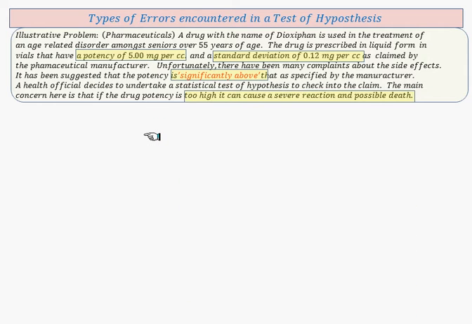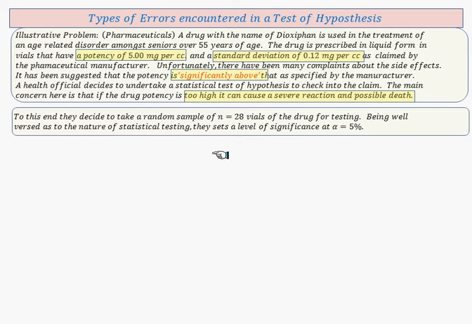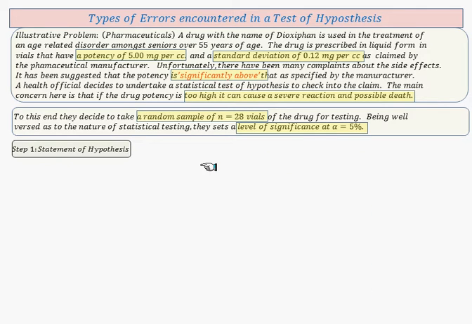We're going to do a test of hypothesis here. The idea is that if it's significantly above 5.00, it can cause a severe reaction, possible death. So we'll have to try and prevent that from happening. We take a sample in 28 vials, and we want to test at a level of 5%.